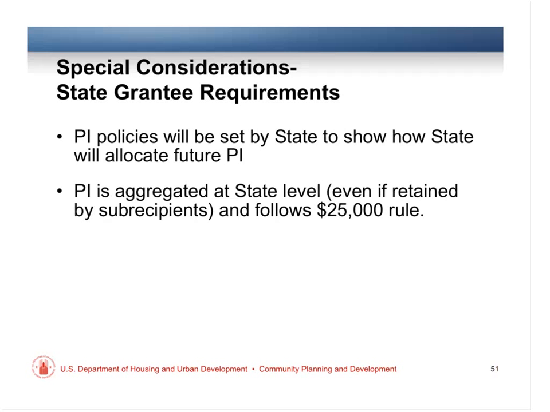Program income is aggregated at the state level, even if the individual subrecipients are keeping it, and follows that $25,000 rule.